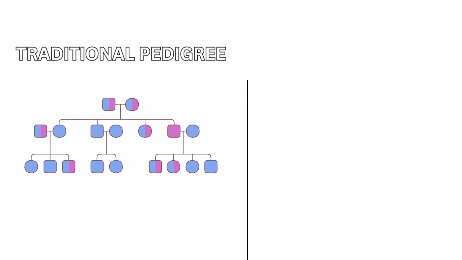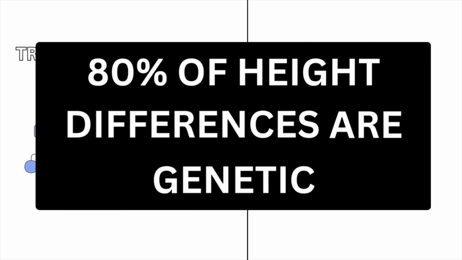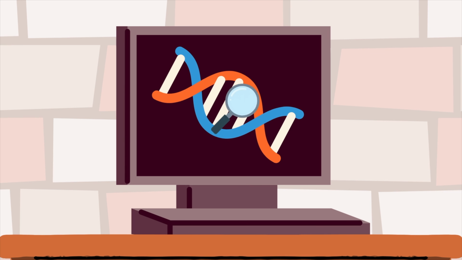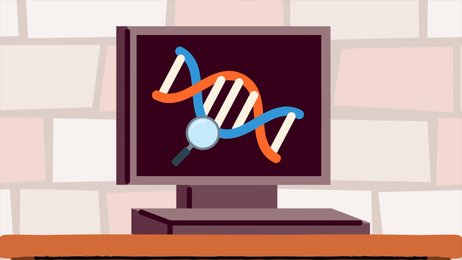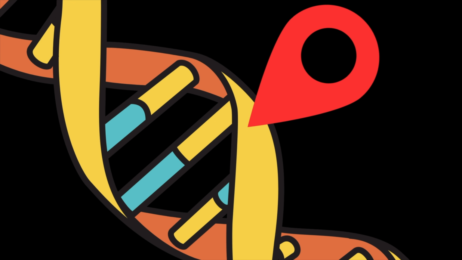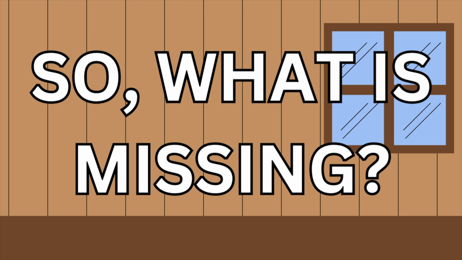Traditional pedigree and twin studies estimate that about 80% of height differences are genetic. But when researchers use genome-wide association studies to identify the exact single nucleotide polymorphisms, or SNPs, responsible, the genetic markers they find explain only a small part of the variation. So what is missing? Are those genes just hidden from us?